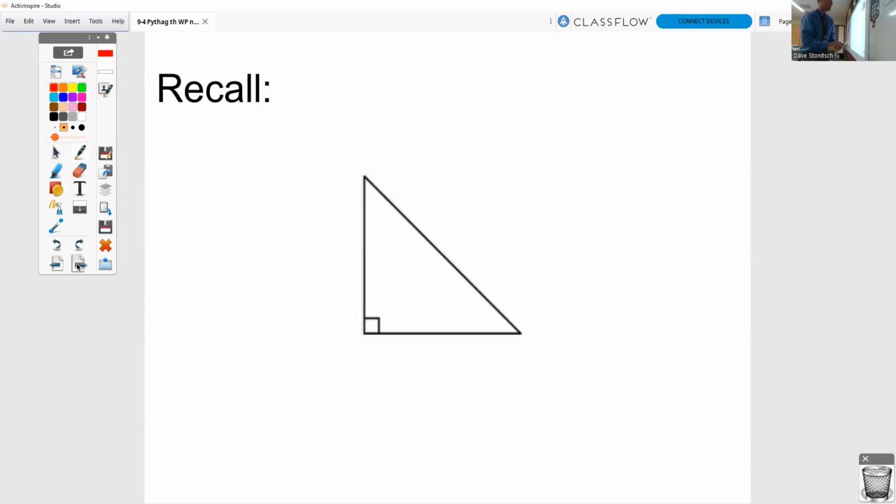So just as a quick little reminder, remember that your C side is your slanted side. So that side is your C side. It's the side that's across from the right angle. The two sides that make up your right angle are your A side and your B side. It doesn't matter which one you pick for A or which one you pick for B, but your C side has to be this slanted side.